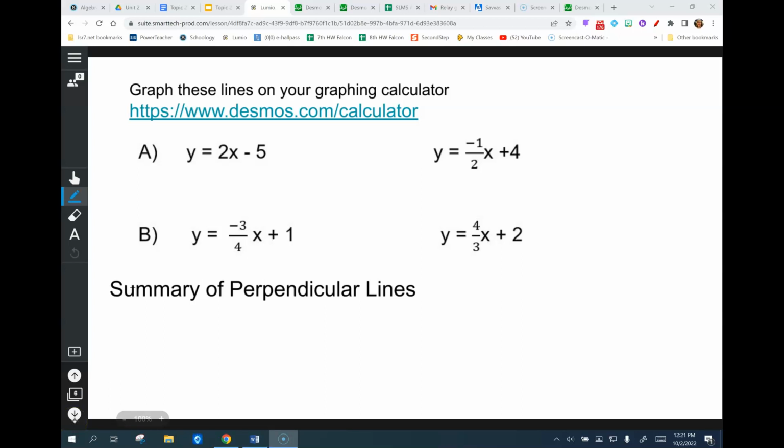So write down these equations, if you will, for me. Write down these equations in the side column or whatever. Write down A. Just write down A for now. Y equals 2x minus 5. And y equals negative 1/2 x plus 4. Write that down for me. We're going to go to Desmos. Here we go.